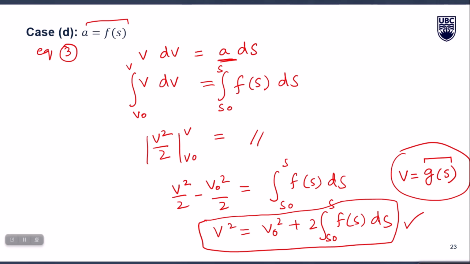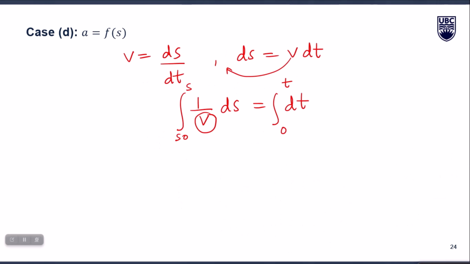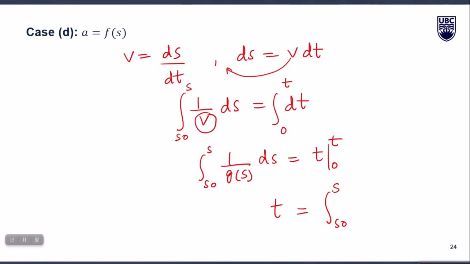So we can put that function here in this equation instead of v, so we can write the integral from s naught to s 1 over that function g of s ds is equal to t, and the limit will be from 0 to t, right? This should finally give you t as equal to this integration from s naught to s of 1 over g of s ds, right?